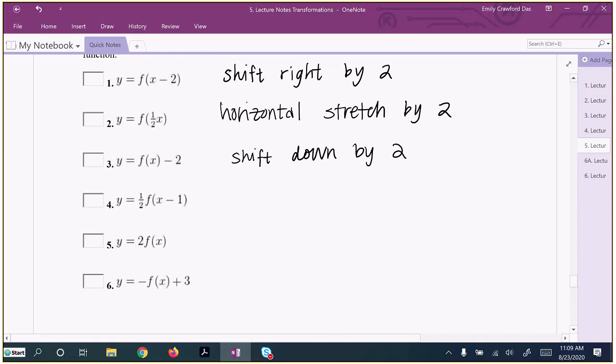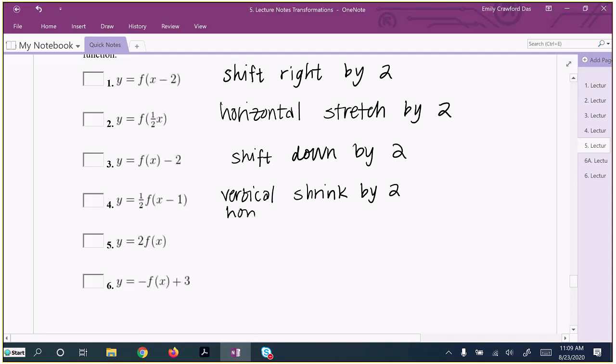In number 4, I have 2 transformations. I have vertical stretch or shrink because I have a number multiplied with my y-coordinate, and I have horizontal shift because I have a number subtracted from my x-coordinate. So I have vertical shrink by 2 because vertical transformations are intuitive, so a number between 0 and 1 means I shrink by 2.